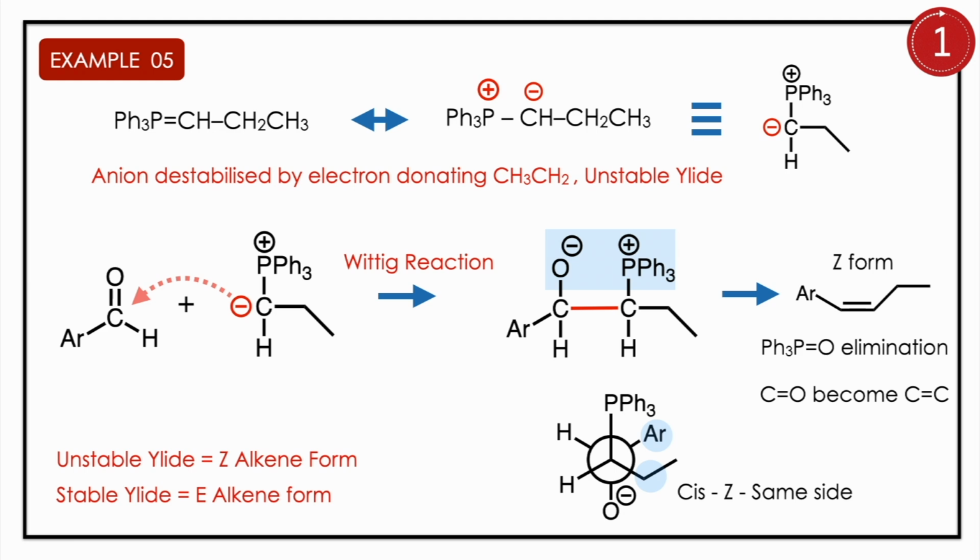Here the anion is there. Methyl groups are electron donating groups. They weaken the negative charge, or destabilize the negative charge. You end up with an unstable ylide. Unstable ylide always forms the kinetic product, which is Z alkene. Here you end up with Z alkene. So the final product is a cis-like product. So the concept you have to learn here is you always look for the ylide stability for the stereoselectivity.